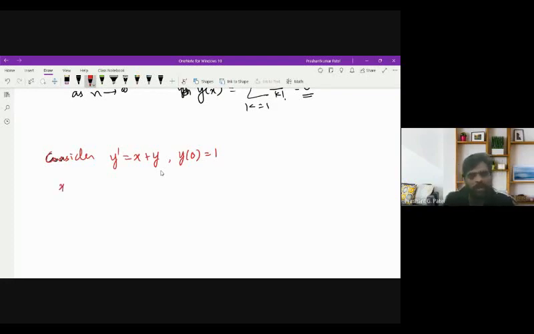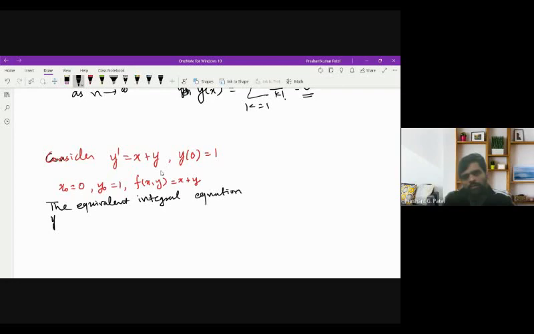So here x0 is 0, y0 is 1, and f of x y is x plus y. These are the things we have been given. So as per this, writing the equivalent integral equation, y of x is equal to y0 plus integration x0 to x of f of t, y of t dt.